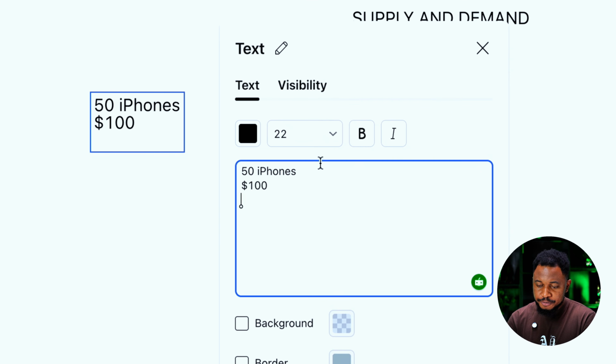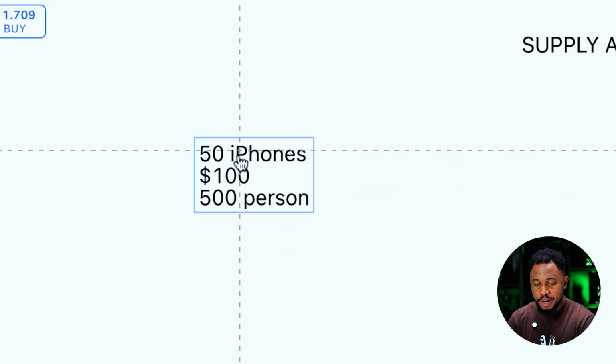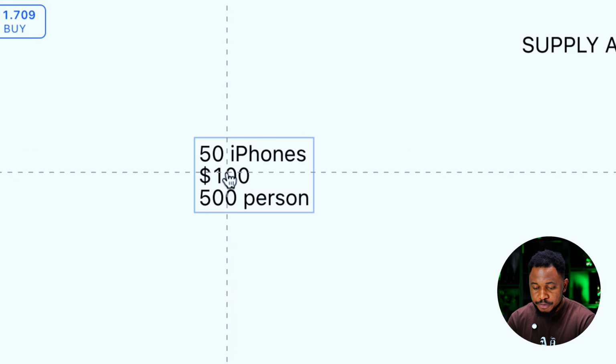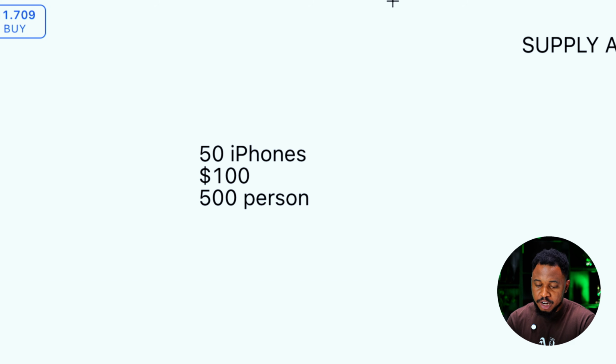All right, so let's say there are 50 iPhones and it is currently sold for $100 and 500 persons are interested to buy these iPhones. Mind you, there are only 50 iPhones. What will basically happen is this phone is going to sell out very, very fast. What does that mean? It simply means there's a lot of demand for iPhones.